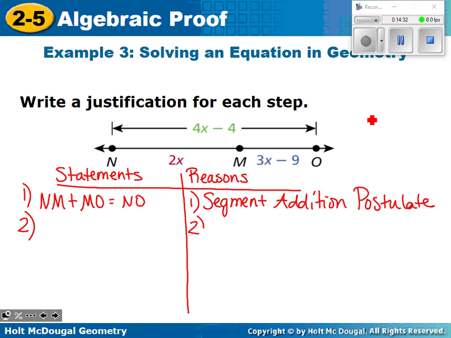So let's list what was given to us. What do we know in the picture? 2x. So what is 2x equal to? NM. So we're going to say NM is equal to 2x. That's what they gave us in the picture. They didn't give us an equation. They just gave us that information. What else? Very good. MO is equal to 3x minus 9. What else?